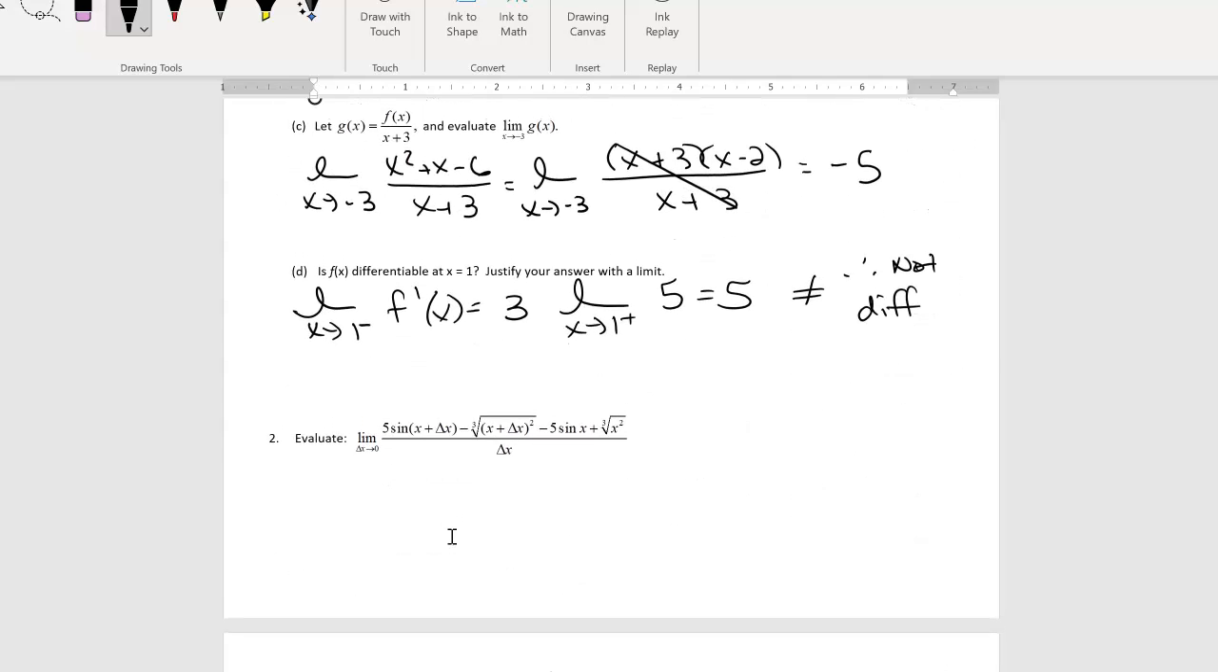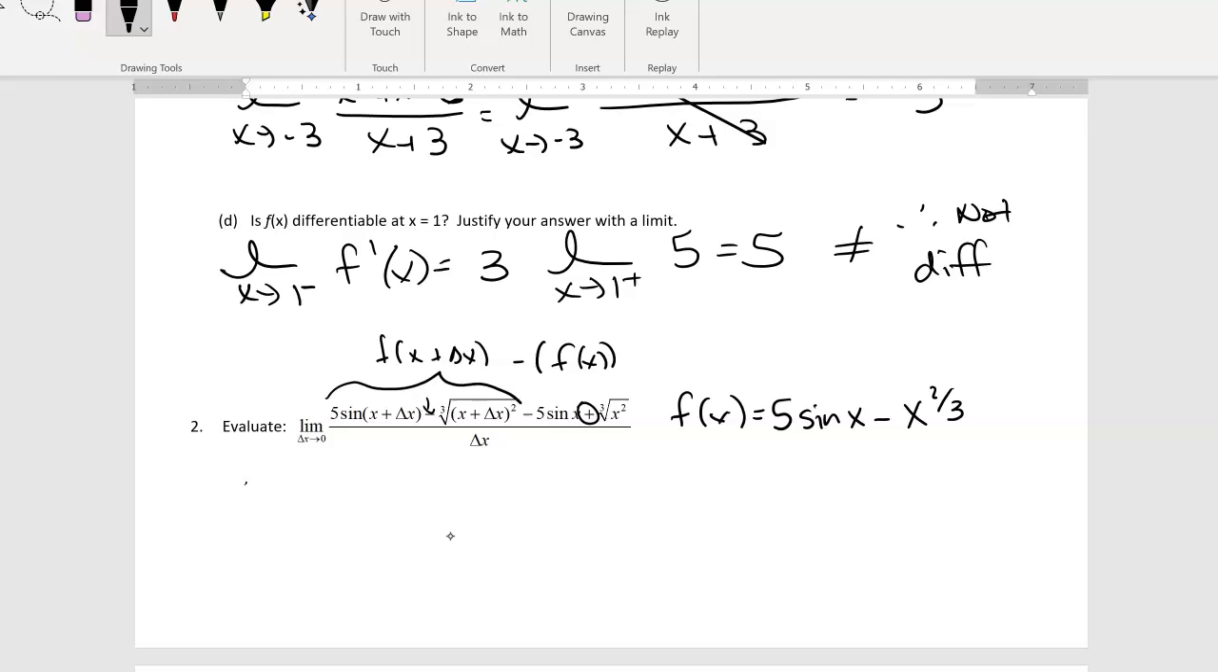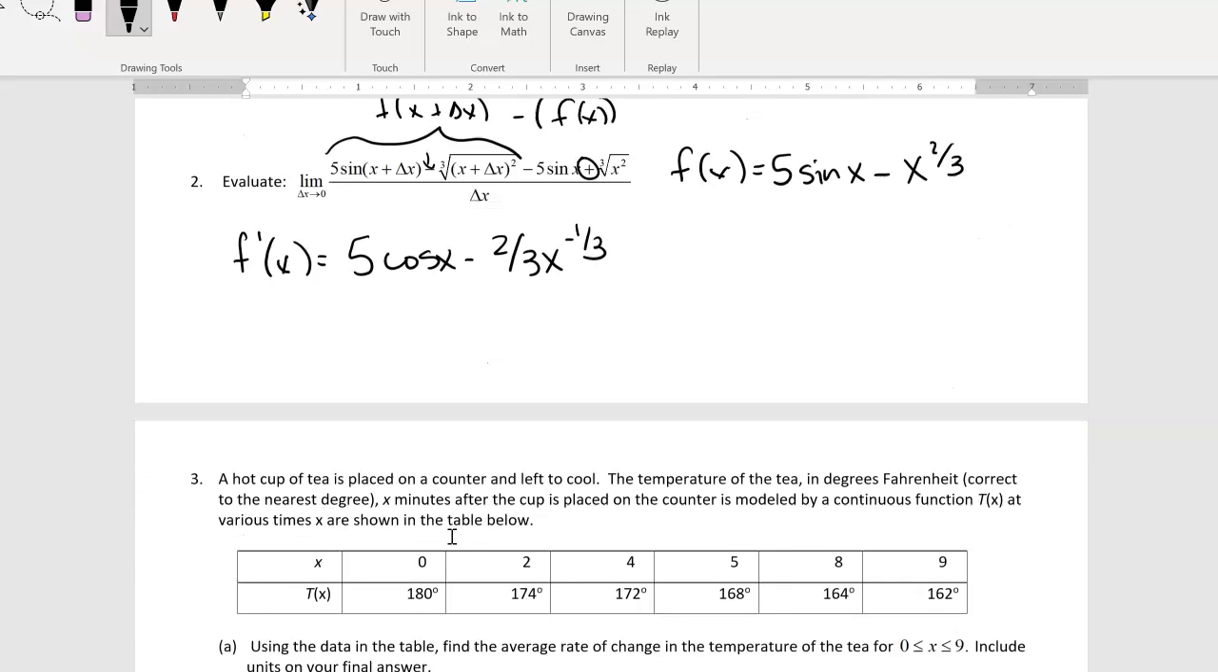Okay, the second question is just your straight up definition of the derivative. This piece right here is f of x plus change of x minus f of x. Notice it's minus the quantity. Some of you missed the sign right there, but really you want this sign. And so our function, we can go ahead and define that as 5 sine of x minus x to the 2/3. And when we take the derivative of that, we get 5 cosine x minus 2/3 x to the negative 1/3. And that takes care of page 1.